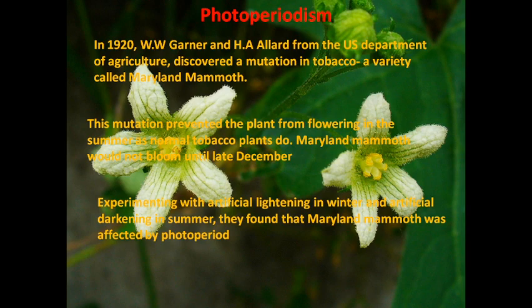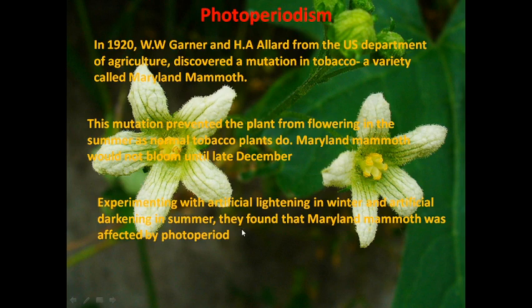When the days are long, the normal tobacco plant flowers. But this Maryland Mammoth, which had a mutation, did not flower in the summer when the days were long. Instead, this variety of tobacco flowered in late December, when the days are short and the nights are long.